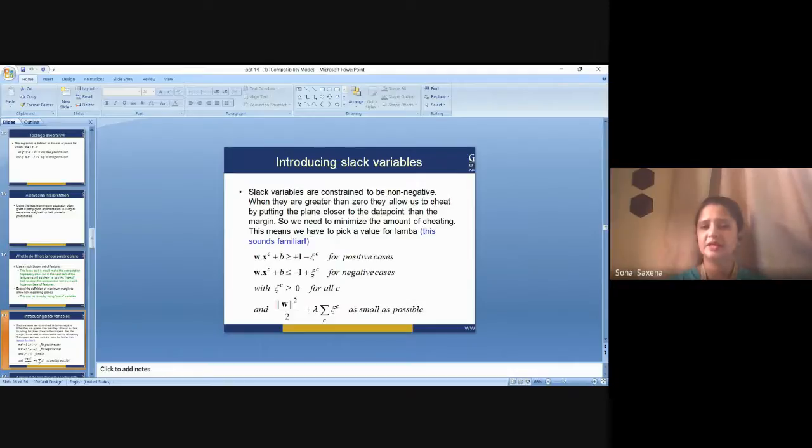So this means that we have to pick a value for lambda, right? Now w dot x plus b plus 1, and here we have taken a slack variable for positive cases. Similarly, we have this for negative cases. You can see this formula here for negative cases as well.